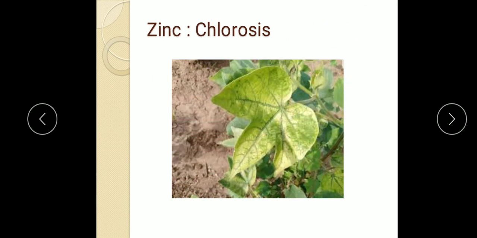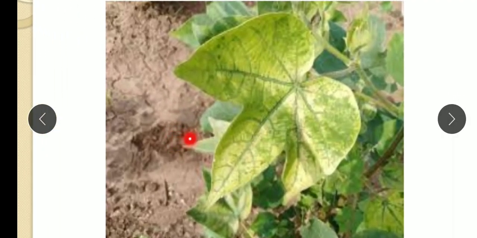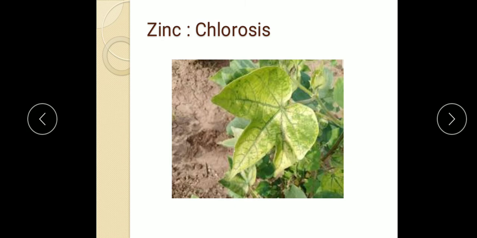Next disease we will see is chlorosis, caused due to the deficiency of zinc. Due to deficiency of zinc, photosynthesis is affected. So leaves turn yellow and leaves may become dwarf, do not increase in size. So you can see these are the symptoms of chlorosis.